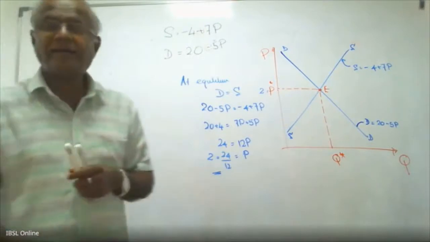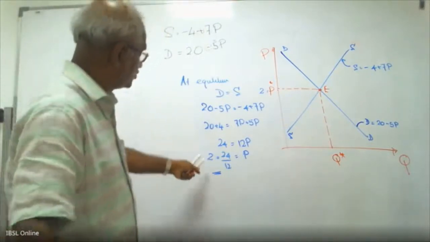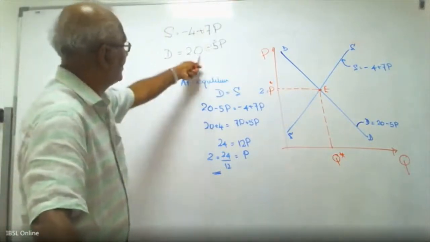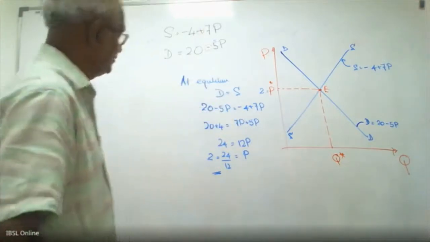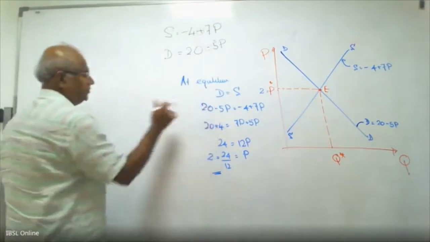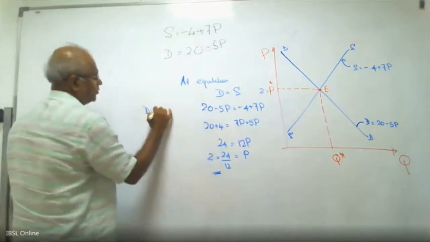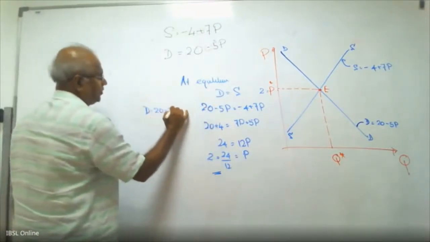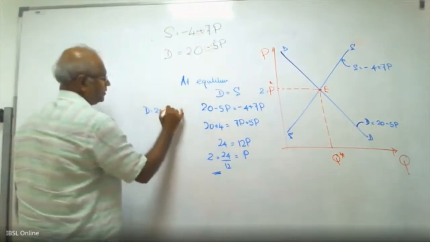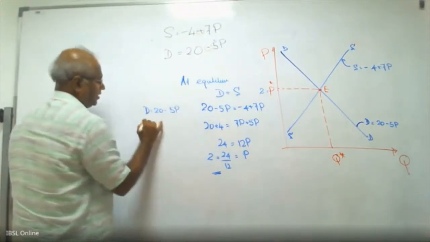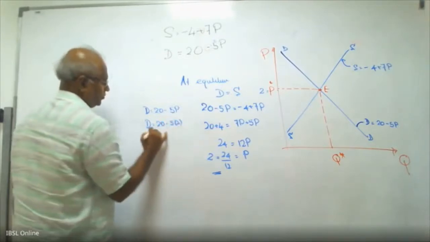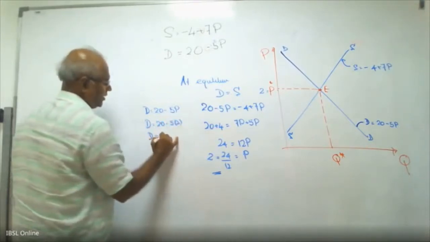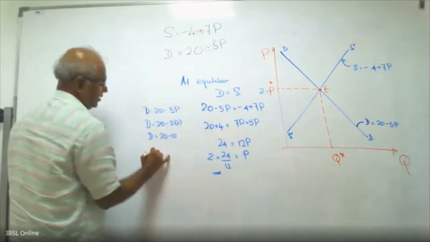For the quantity demanded or quantity supplied, if you substitute this price into either the demand equation or the supply equation, you get the quantity. So let's substitute 2 into the equation. QD equals 20 minus 5P. QD equals 20 minus 5 into 2. QD equals 20 minus 10. QD equals 10.